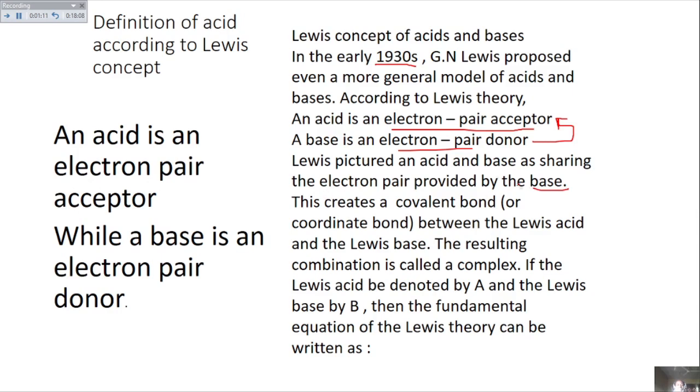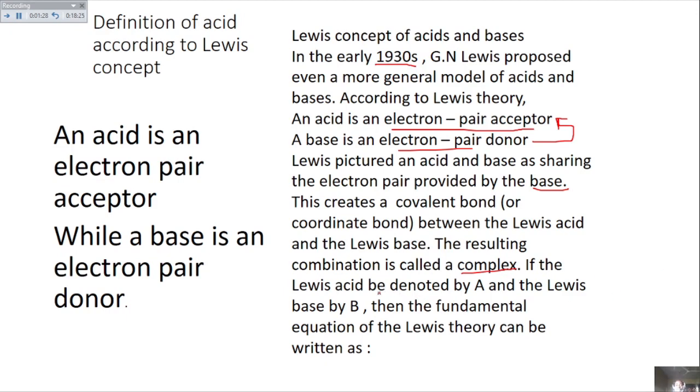Now it is the base that is providing the electron share and donating it to the acid. This creates a covalent bond or coordinate bond between the Lewis acid and the Lewis base. The resulting combination is called a complex. This is how we form a complex compound.